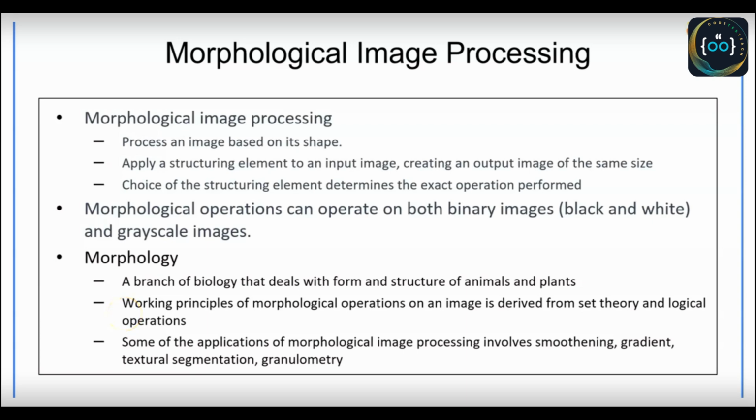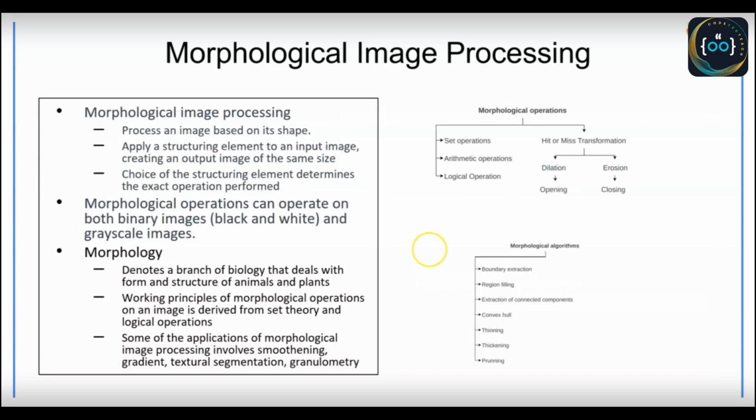Morphology, in the context of image processing and computer vision, is a theory and technique for the analysis and processing of geometrical structures. It is specifically focused on the manipulation of the shape or morphology of features in an image, hence the name morphology. In this session, we are going to be looking at many of the morphological operations that you see on your screen, like dilation or erosion, set operations and logical operations, and many of the morphological algorithms like region filling, convex hull, and so on.